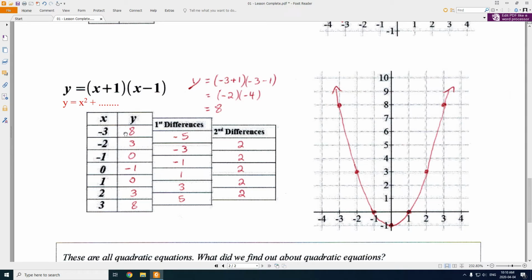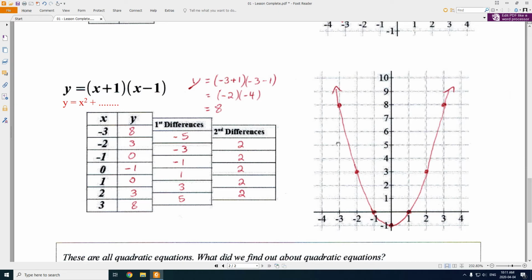Once again, we'll go through here and fill in our table. Plug in the -3. Because of BEDMAS, we need to do the brackets first, and then multiply. I've gone through, and that gave me my 8, and I've filled in that whole table again. So you can double check your answers there, see if those are matching up.